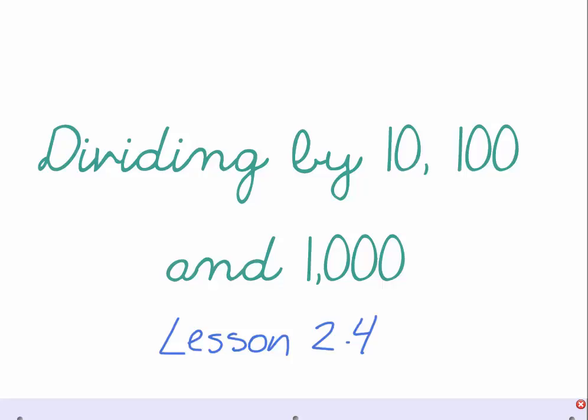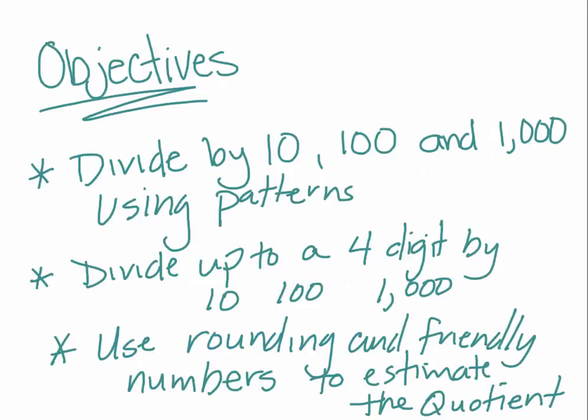Okay guys, we're going to do lesson 2.4 today. It's dividing by tens, hundreds, thousands. As we do that, we're going to be able to divide by 10, 100, 1,000 using patterns. We have to find out those patterns that make our dividing easier. We're going to divide up to a 4-digit number by 10, 100, 1,000. And we're going to use rounding and friendly numbers to estimate the quotient.